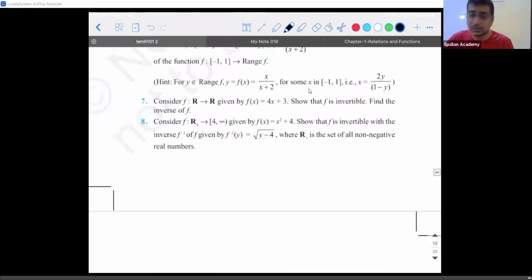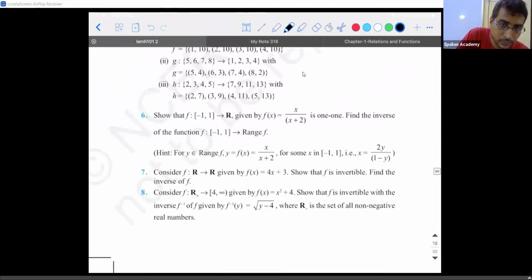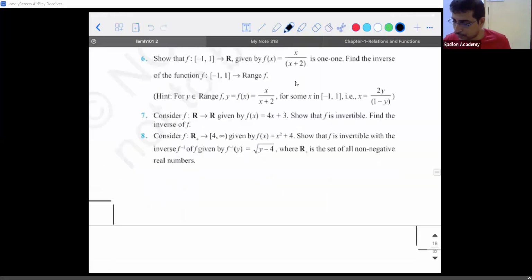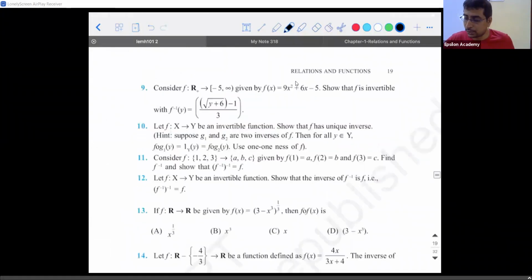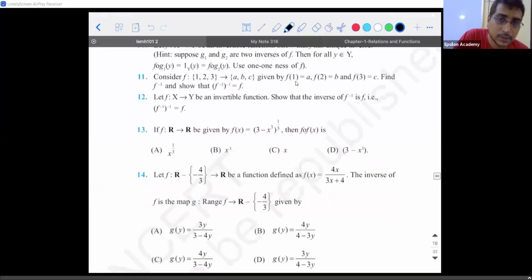So actually, with this the chapter is over. Trust me, exercise problems are simpler. They are not that tough. You guys can try it. If there is any doubt, you can reach out to me. Okay, sir. So that's it for today. Binary operations are not there, okay? Then after 2 classes, we'll start inverse trigonometry.